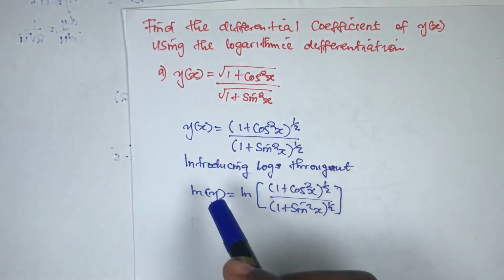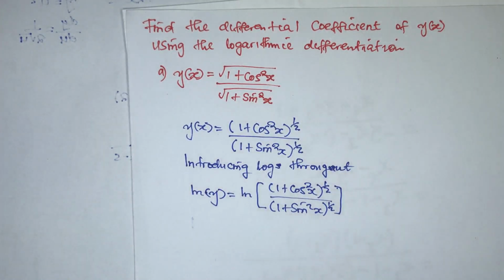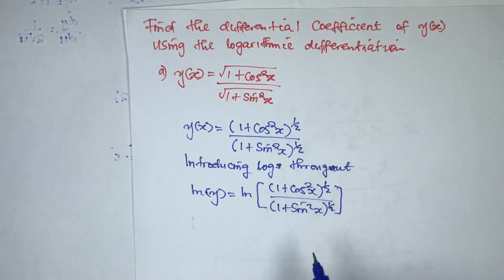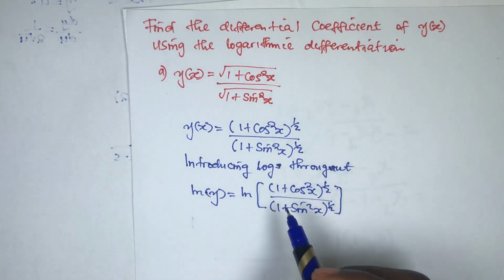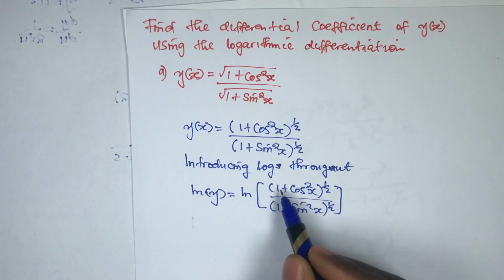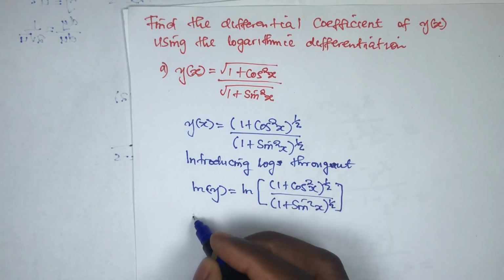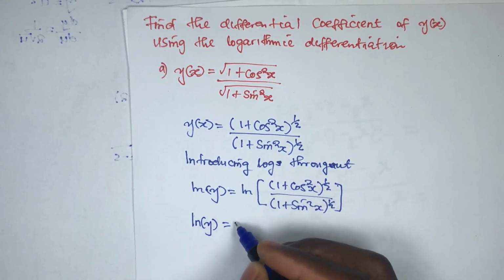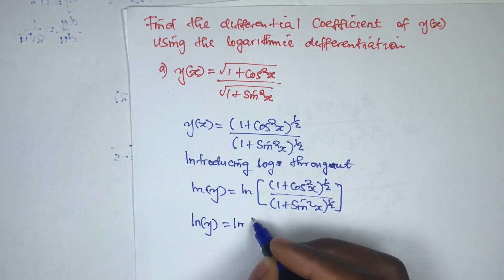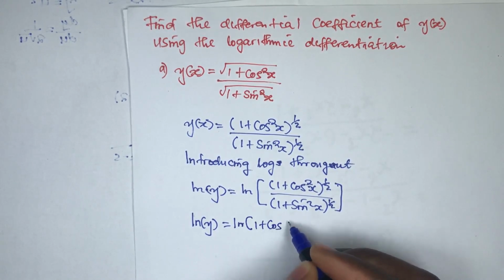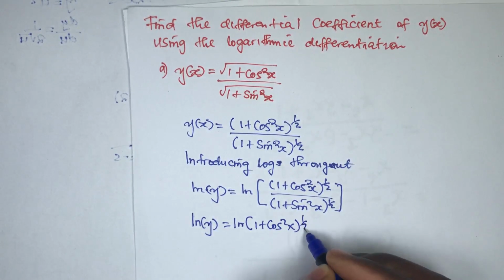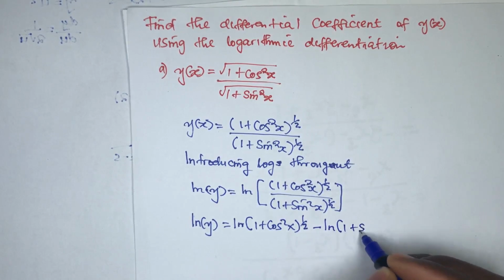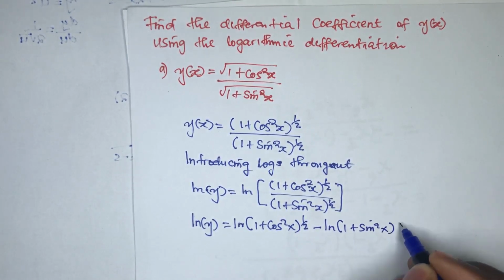Then after we do that, we're going to introduce logs on both sides of the equation. So I've taken ln of y on this side and also ln of this part here. Now, according to the properties of logs, if you are dividing the things that are inside, this becomes ln y equal to ln of the numerator, ln of (1 plus cos squared x) to the power half, minus ln of (1 plus sin squared x) to the power half.